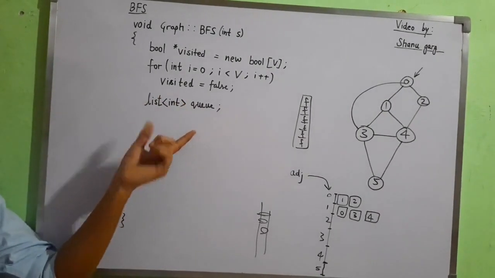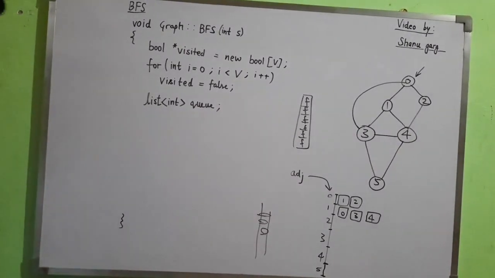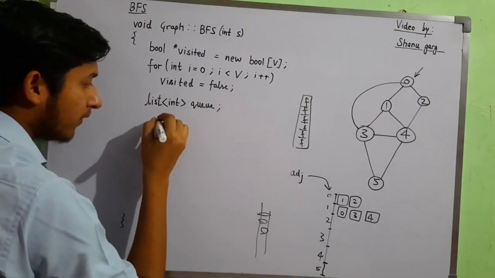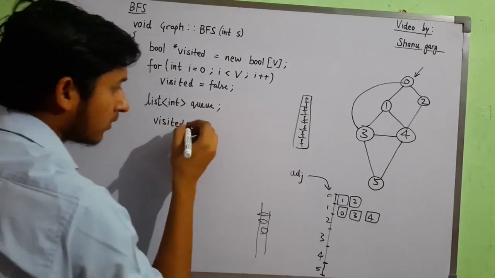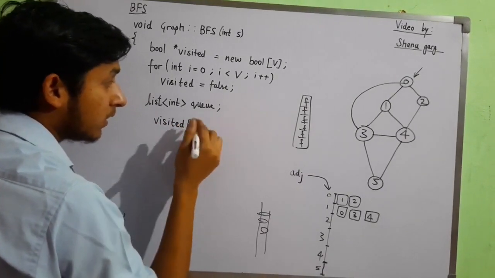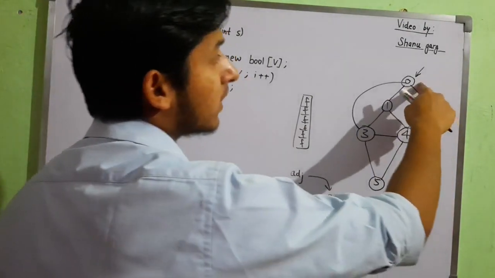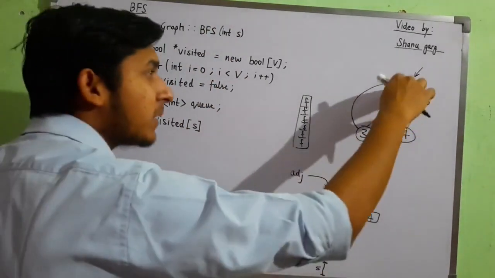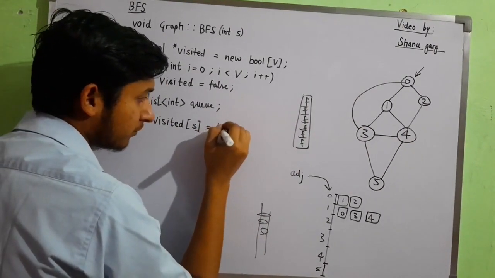The list named q that holds integers. Okay. Now what we are gonna do is mark visited for the element we are to start with, s. As we are given 0 here, that's cool to put 0 here, but in general any element will be given that will be here. So visited[s] equals true.